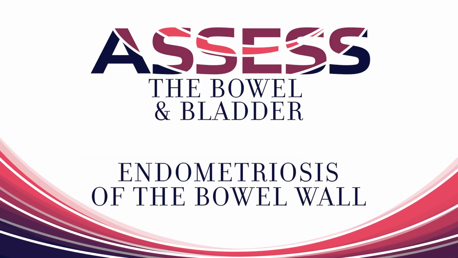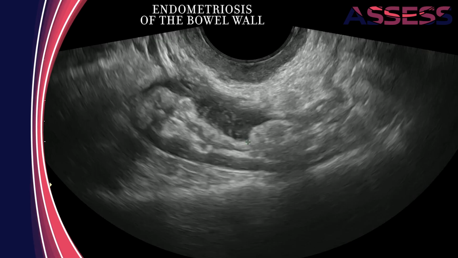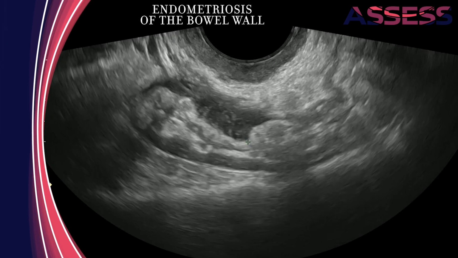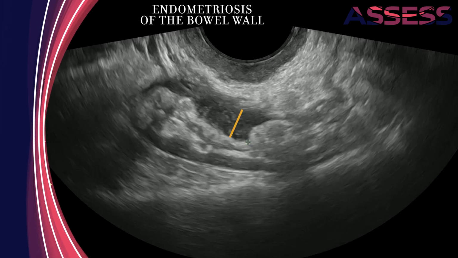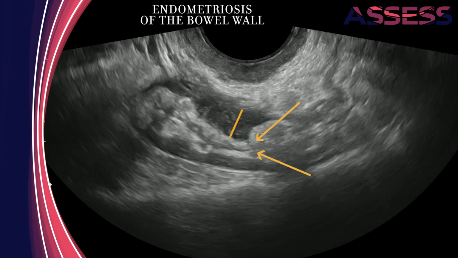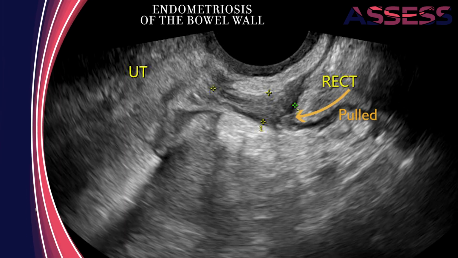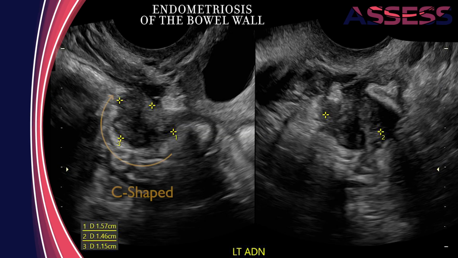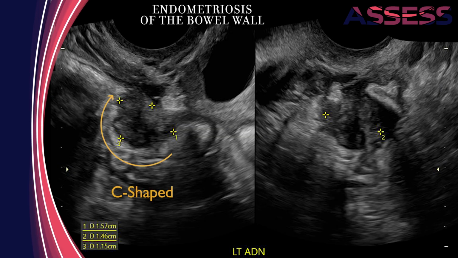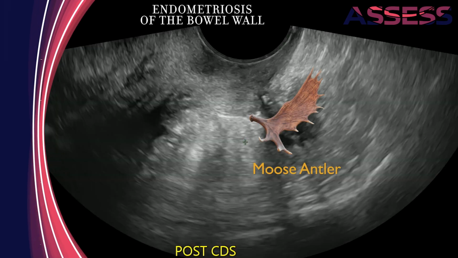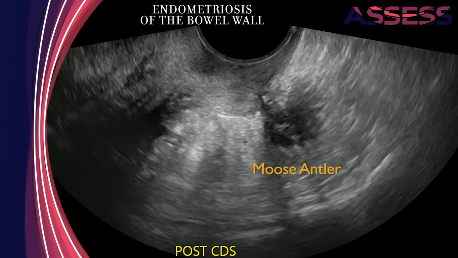Endometriosis of the bowel wall. Bowel endometriosis causes smooth muscle hyperplasia and fibrosis, resulting in thickening of the bowel wall and potential narrowing of the bowel lumen. The bowel may have a pulled appearance. It may be tightly curved or C-shaped, or have a spiculated or moose antler appearance.